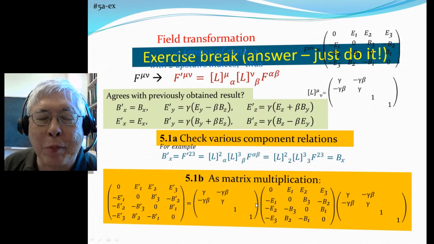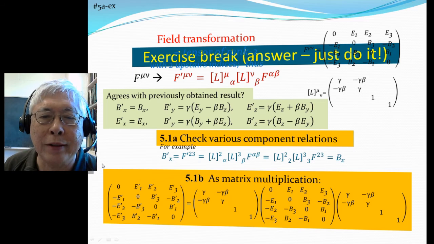Okay, we're back from the break. Actually, for the break exercise, there is not much I can provide as answers. We want to check the answers, so it's a matter of doing it. So I'm not going to say any more. Okay, I hope if you haven't finished, you can do it later.